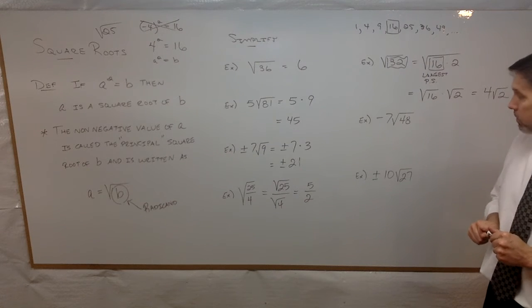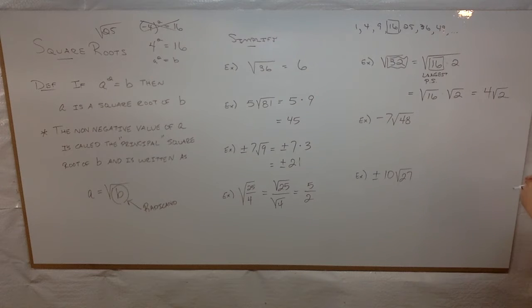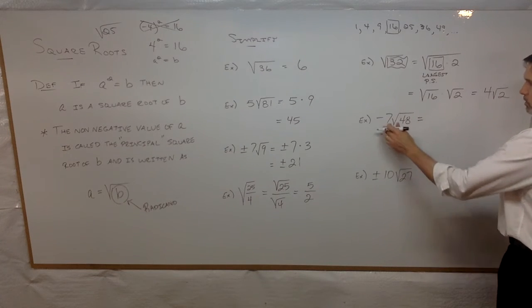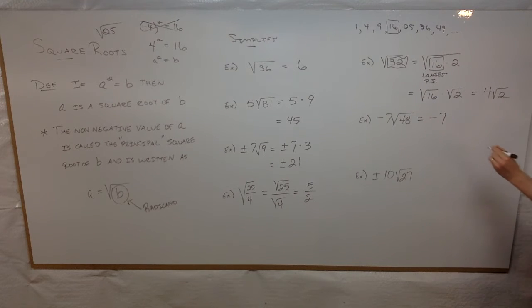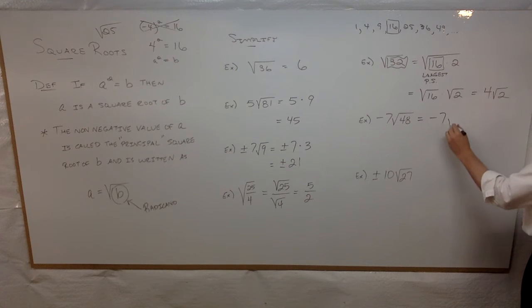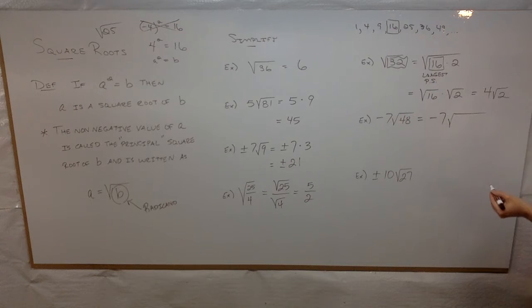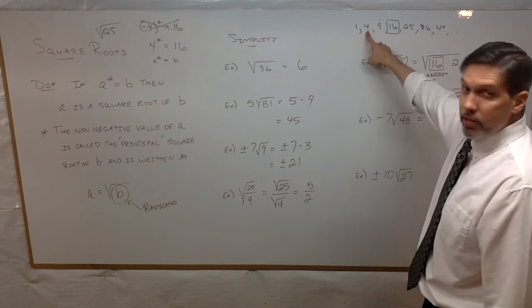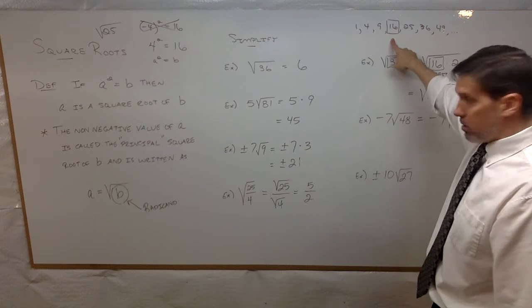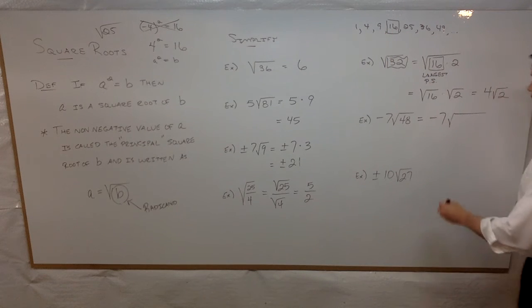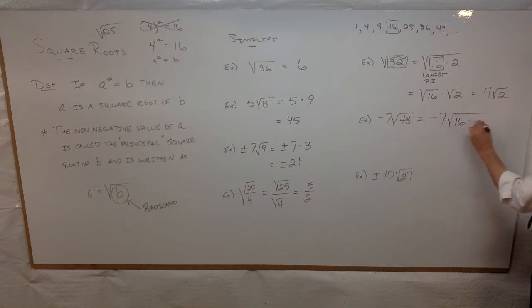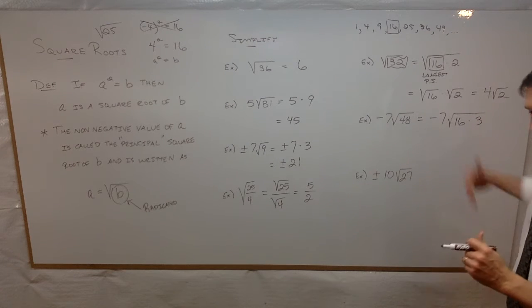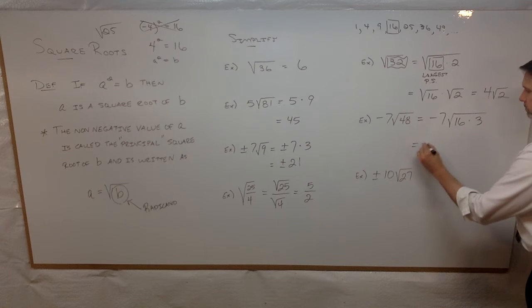Decimal for decimal. Okay, so negative 7 square root of 48, same thing. 48 is not a perfect square. What to do with the negative 7? We'll just attach it. So it's negative 7 times the square root. Largest perfect square that divides into 48. Again, 4 does, but 16 is even bigger. So you're looking for the largest. This is 16 times 3. So we'll keep the negative 7 out there.